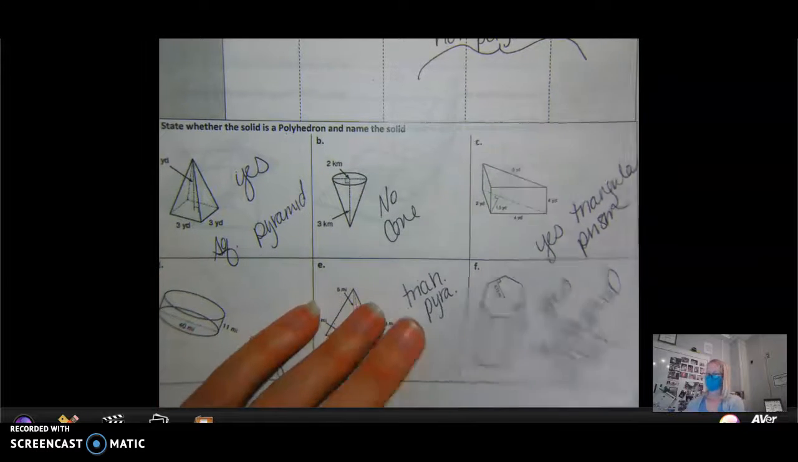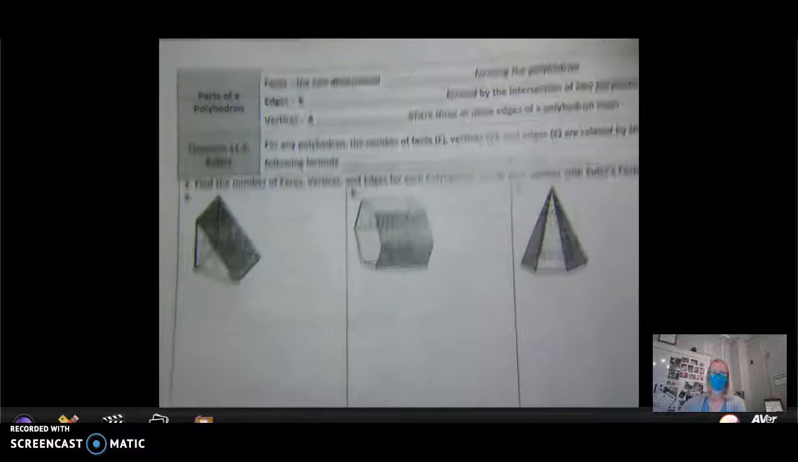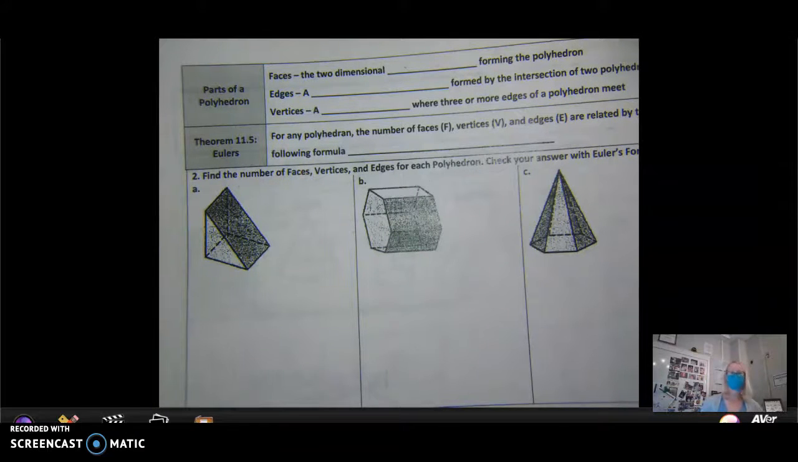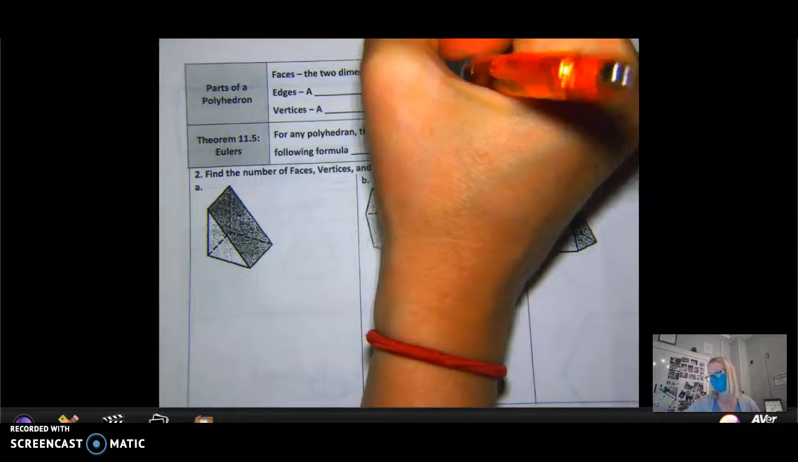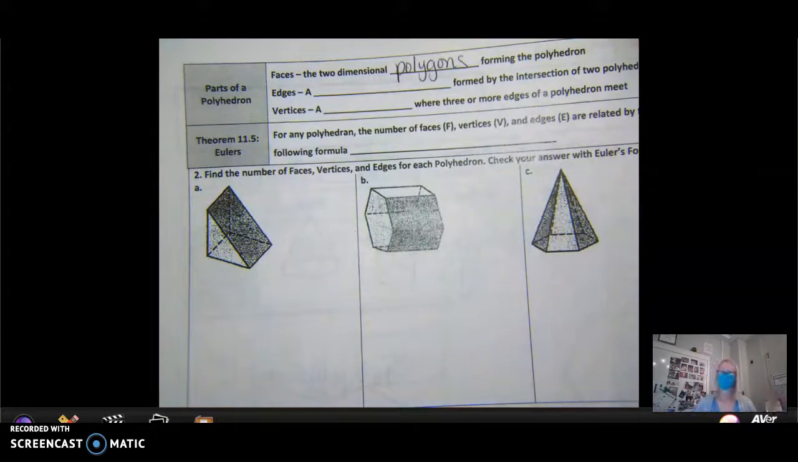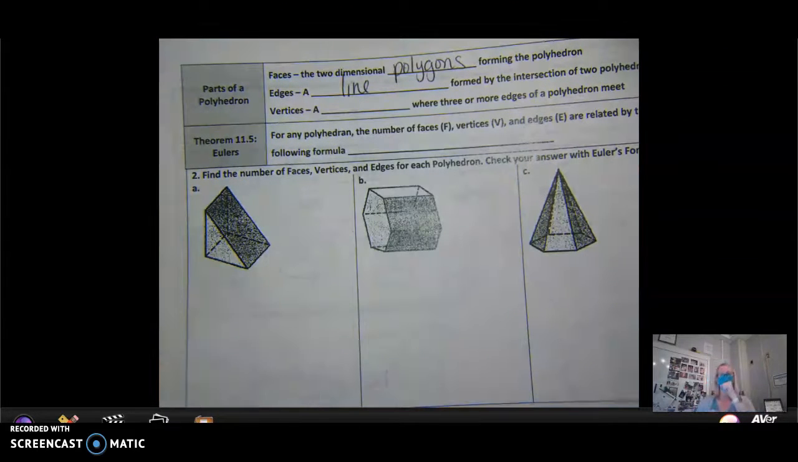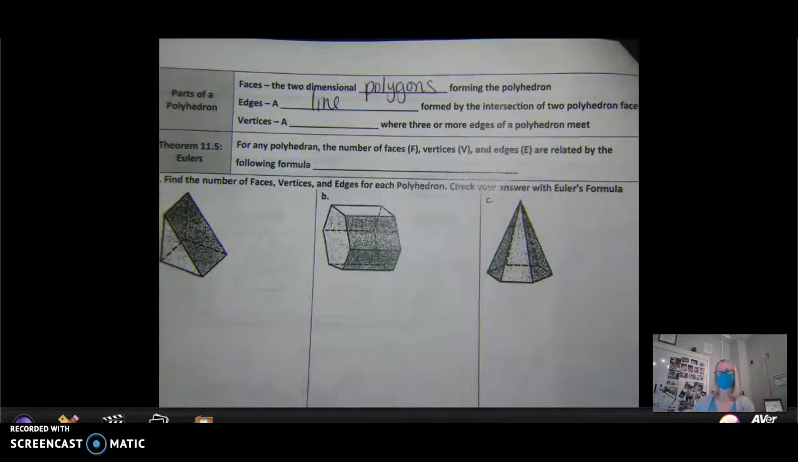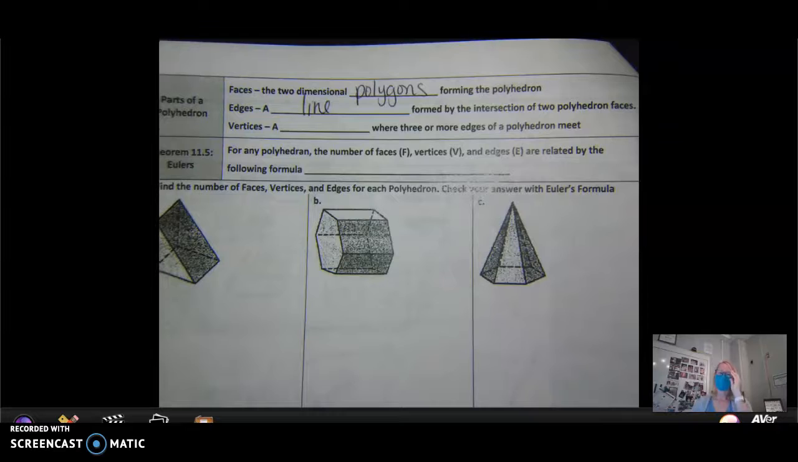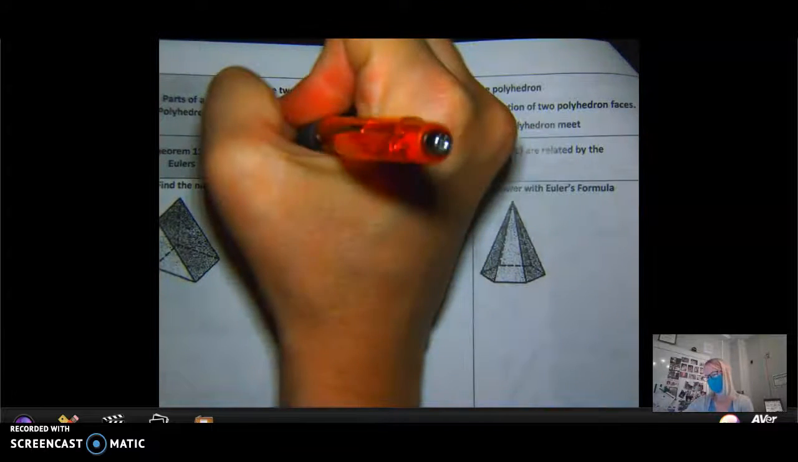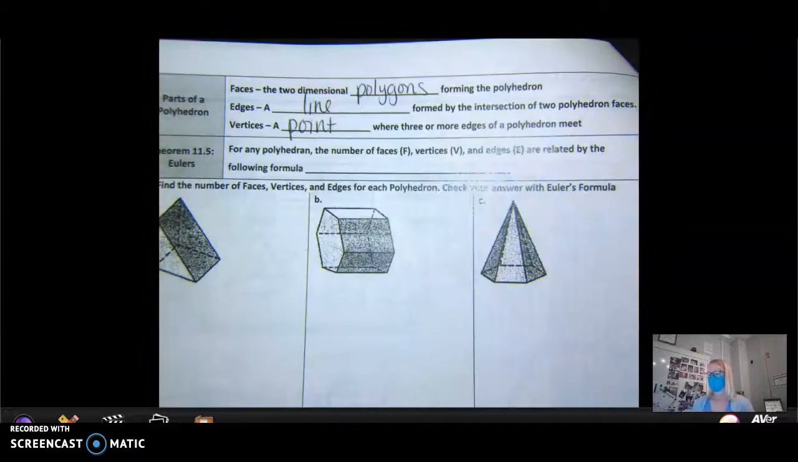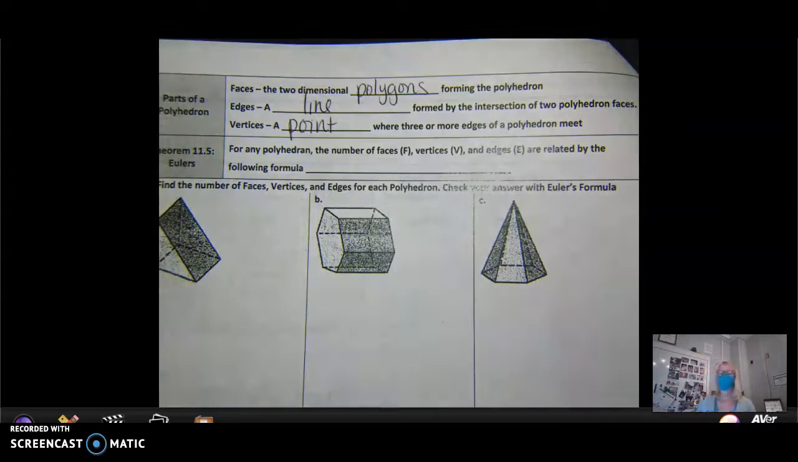Okay, next page. Parts of a polyhedron. We have faces. Faces are the two-dimensional polygons forming the polyhedron. Edges is a line formed by the intersection of two polyhedron faces. And then we have vertices, which is a point where three or more edges of a polyhedron meet.